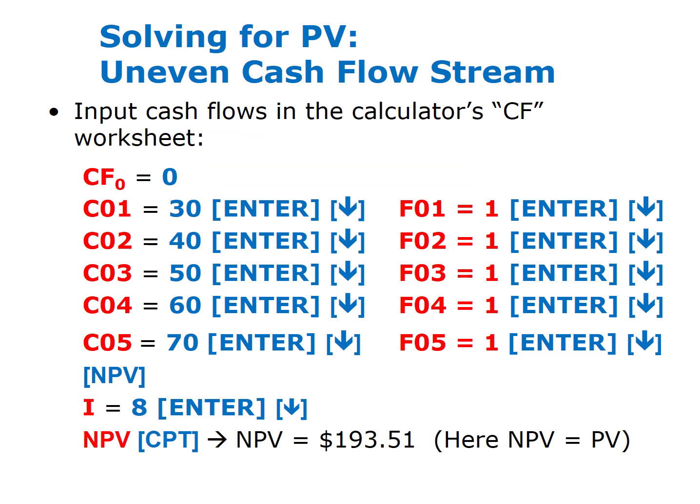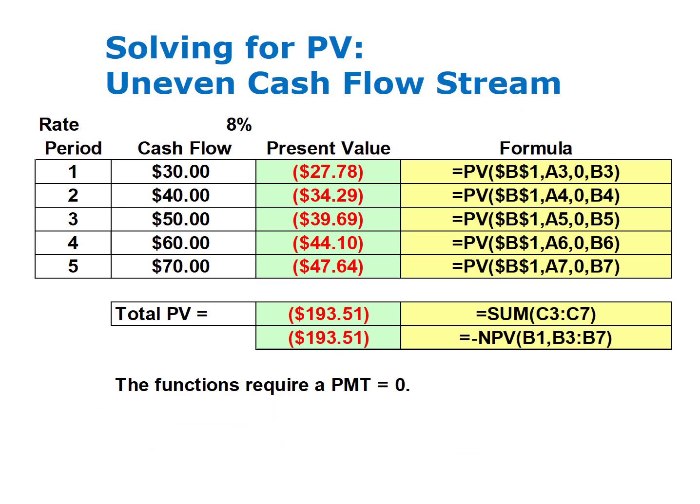Here's an example to walk through if you have gotten rusty on using the cash flow worksheet, just to make sure you can come to the correct answer. In Excel, you've got a couple of options. You could use the PV function individually on each cash flow and sum the results. Or you could use the NPV function, both shown on the slide.